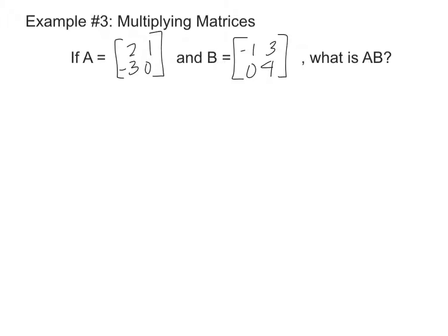If you do that, your answer for this one will be negative 2, 10, 3, negative 9. Again, that's negative 2, 10, 3, negative 9 is the answer to that matrix. So try it in your calculator and see if you can get that as your answer.